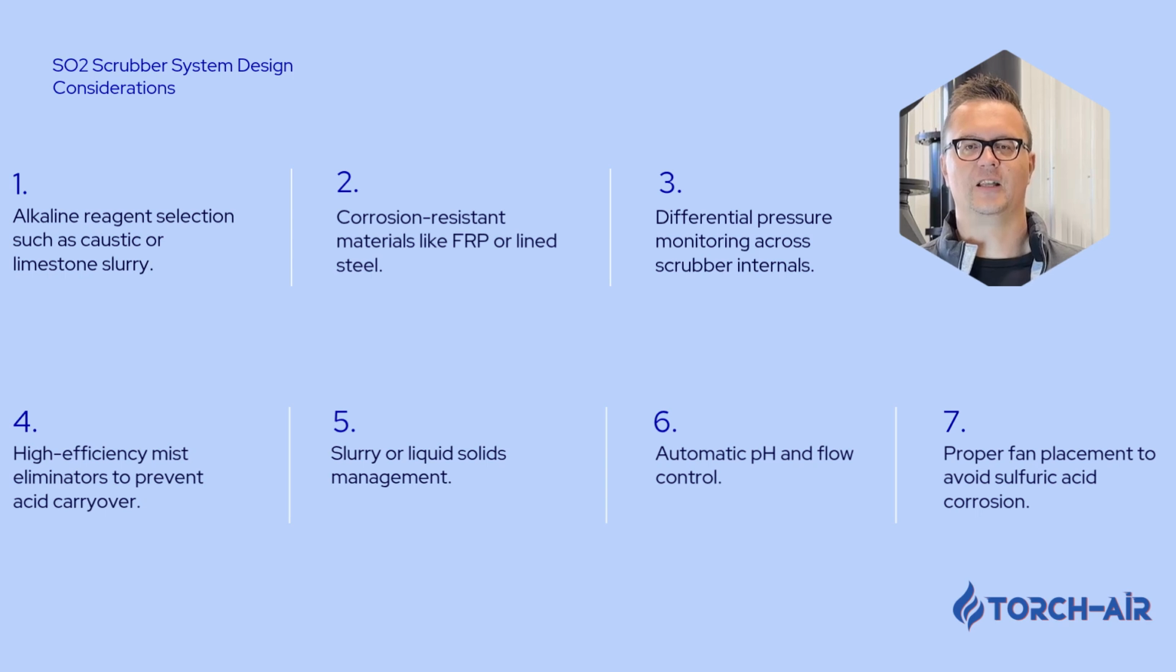SO2 scrubber system design considerations. When I design a complete SO2 scrubber system, I always include, first, alkaline reagent selection such as caustic or limestone slurry. Second, corrosion-resistant materials like FRP or lined steel. Third, differential pressure monitoring across scrubber internals. Fourth, high-efficiency mist eliminators to prevent acid carryover. Fifth, slurry or liquid solids management. Sixth, automatic pH and flow control. Seventh, proper fan placement to avoid sulfuric acid corrosion. Without these elements, SO2 scrubbers fail early and expensively.